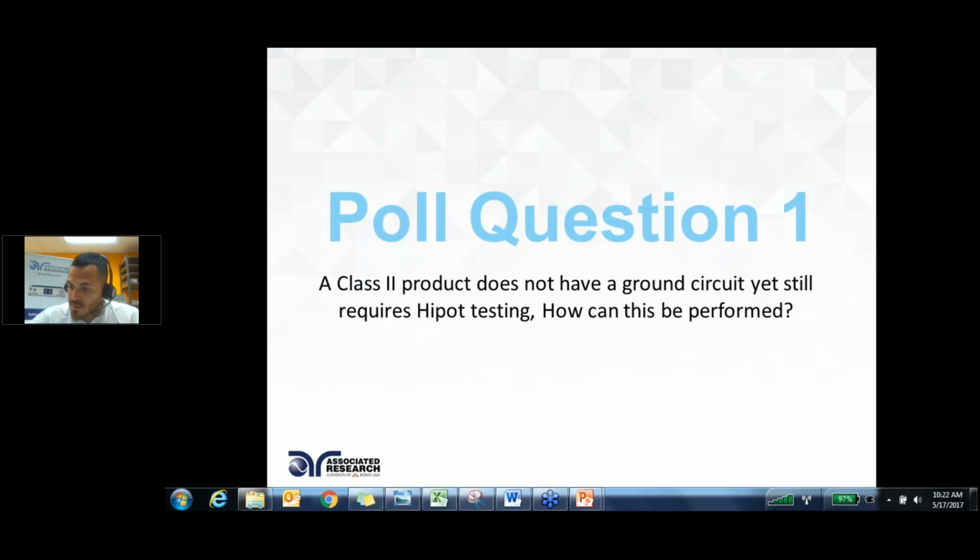So 18% say apply high voltage to line while returning on neutral. Well, you definitely don't want to do that because, depending on how much current capability your Hipot tester has, you're pretty much powering on your product with thousands of volts. And that's definitely going to damage your product.